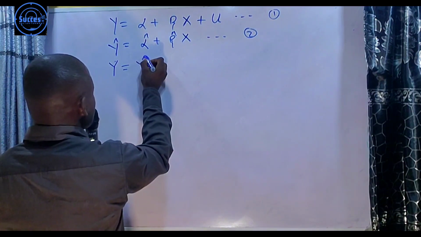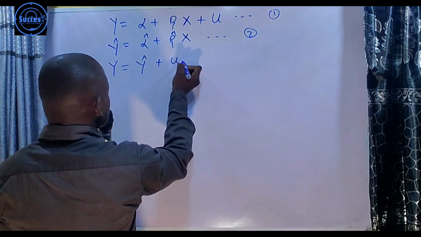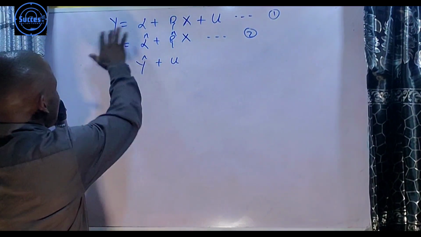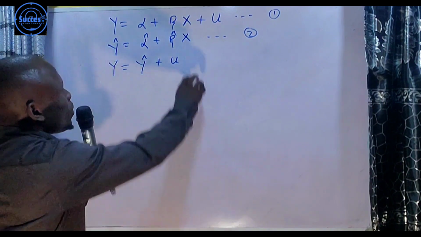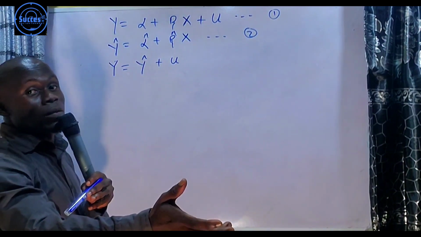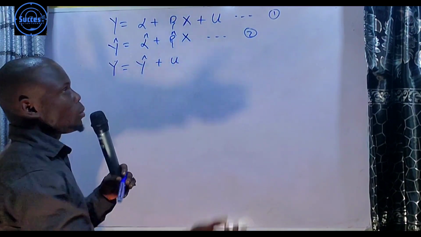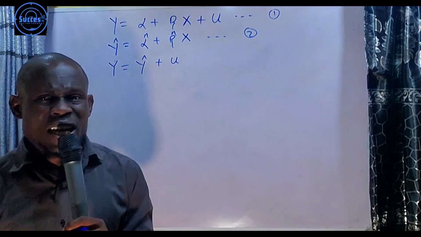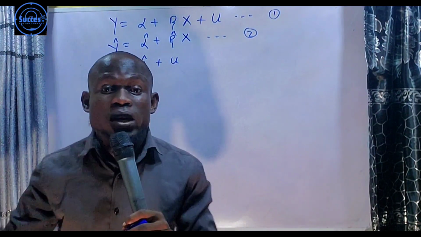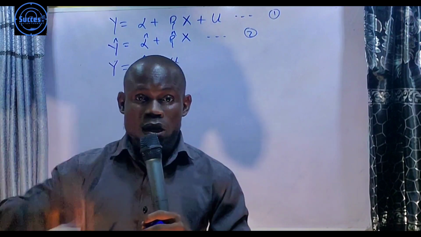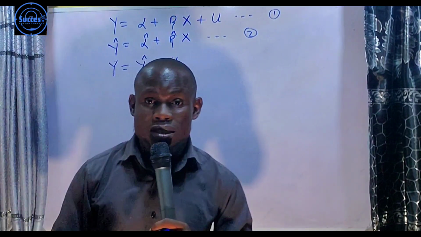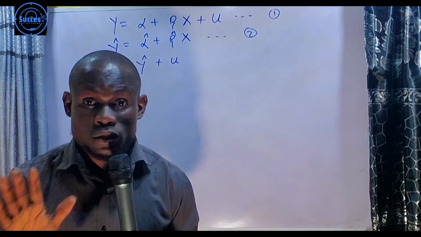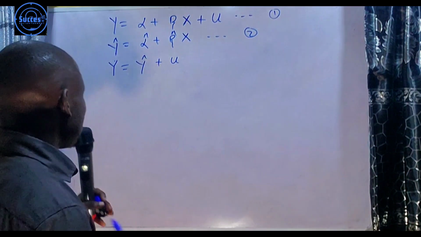This y cap plus u. Because when you look at it here, dealing with this y, the error term has been taken out of it. So when you put this back to a correct model, you are putting this u back there. This u, don't forget, covers every other variable, every other factor that has the power to influence or have an impact on the dependent variable that is not captured in the model that you are studying.